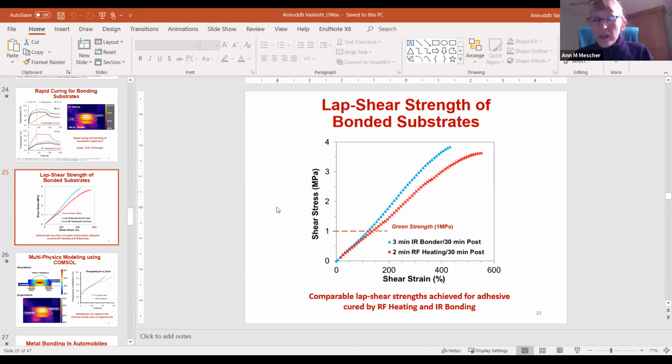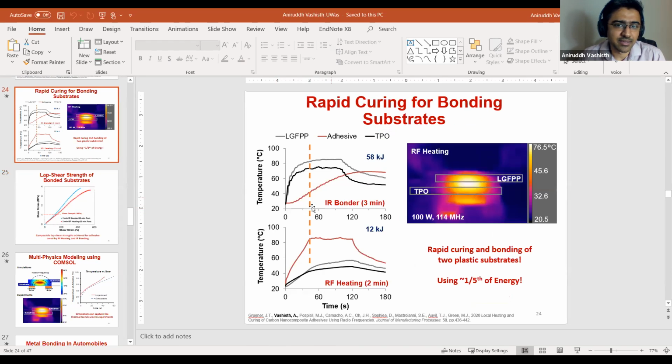Yeah. Do you think the degree of cure might be a bit different in the two cases? It is possible that the degree of cure might be different, because if you look at the data here, the IR bonder actually, my thought would be that the degree of cure would be higher in the RF cure heating.